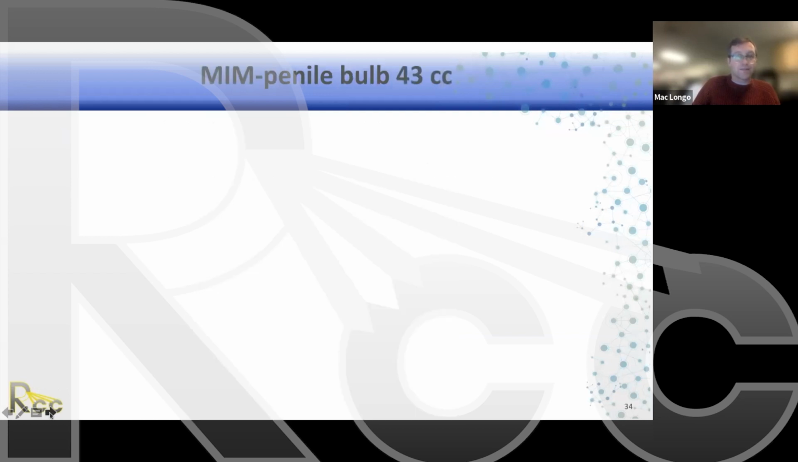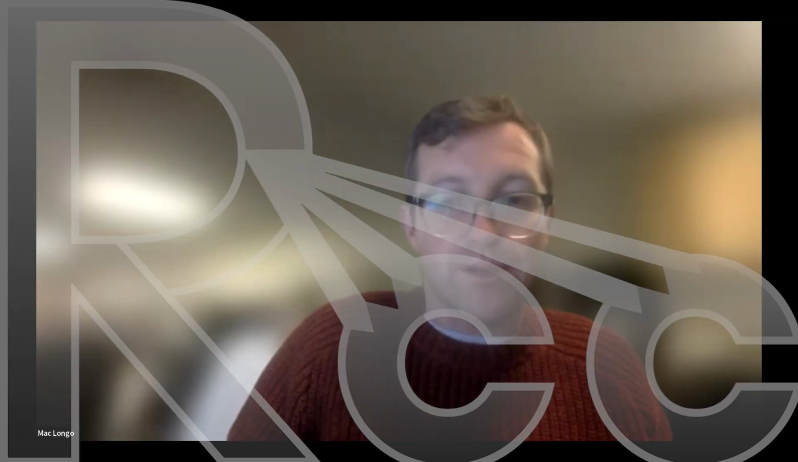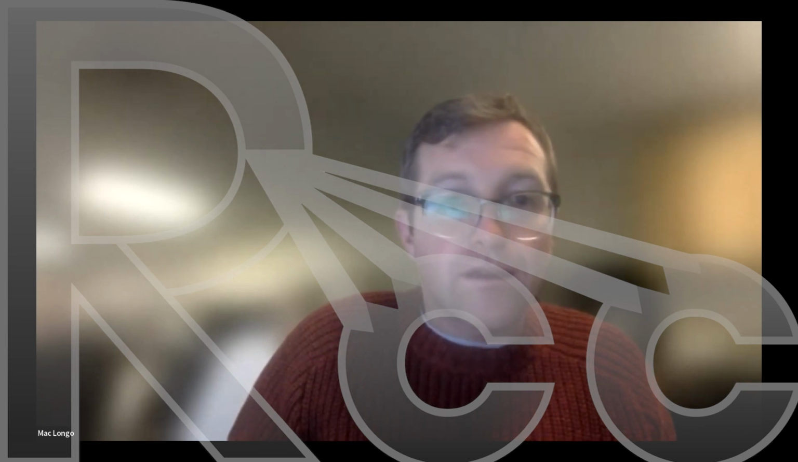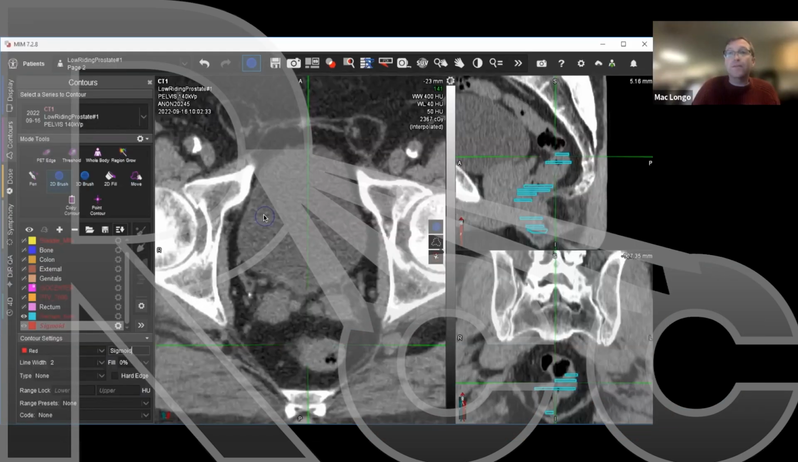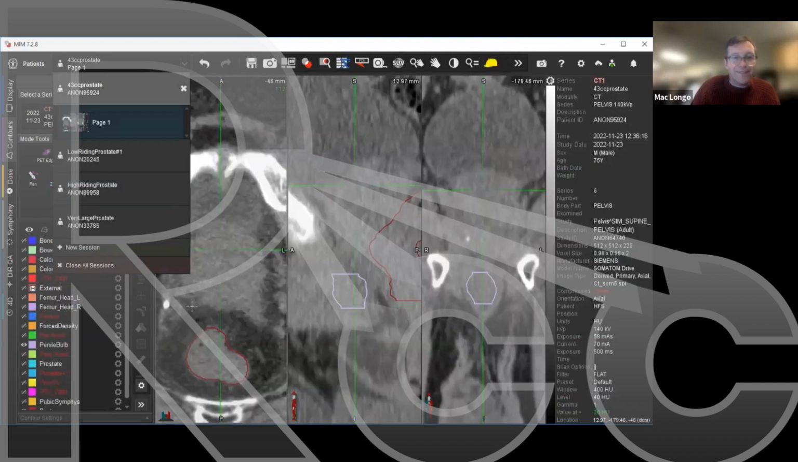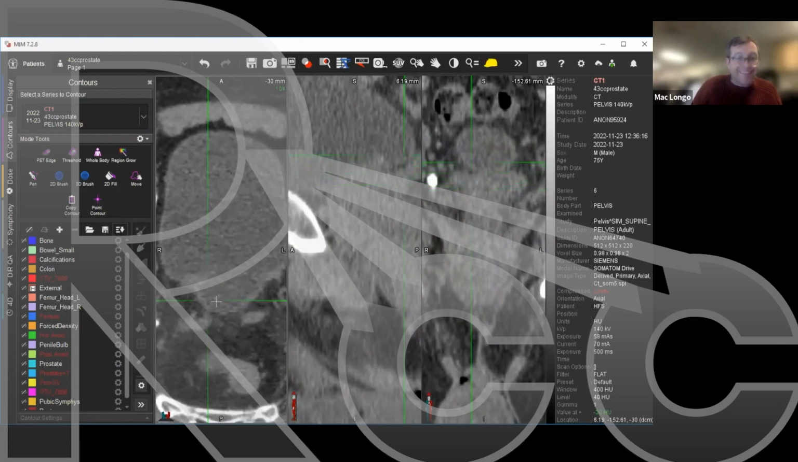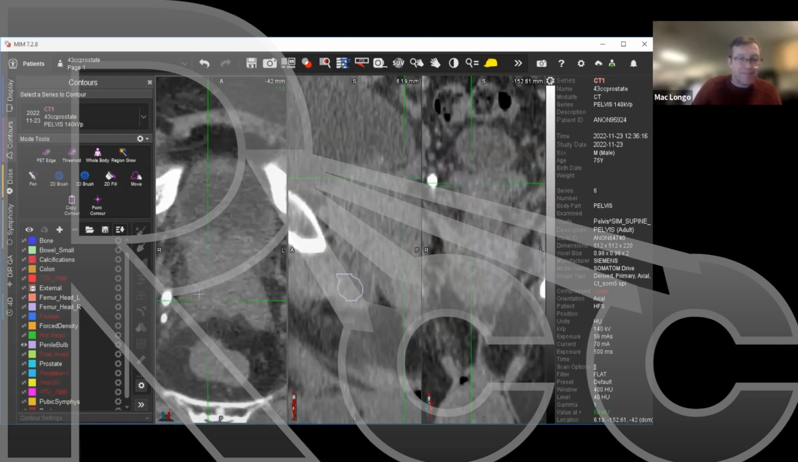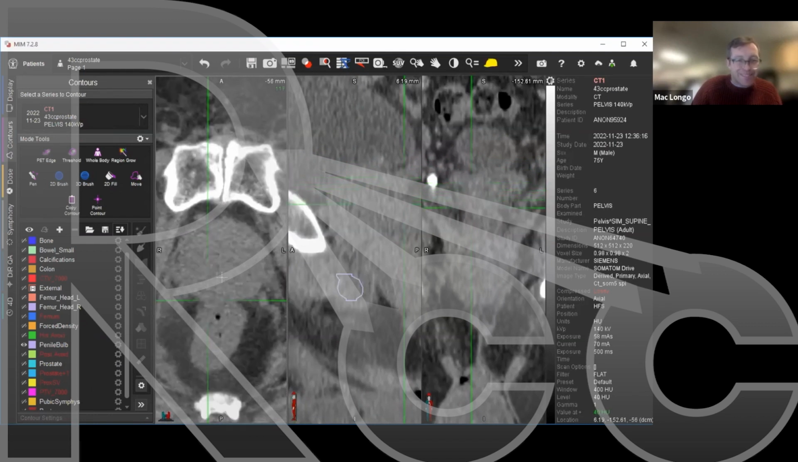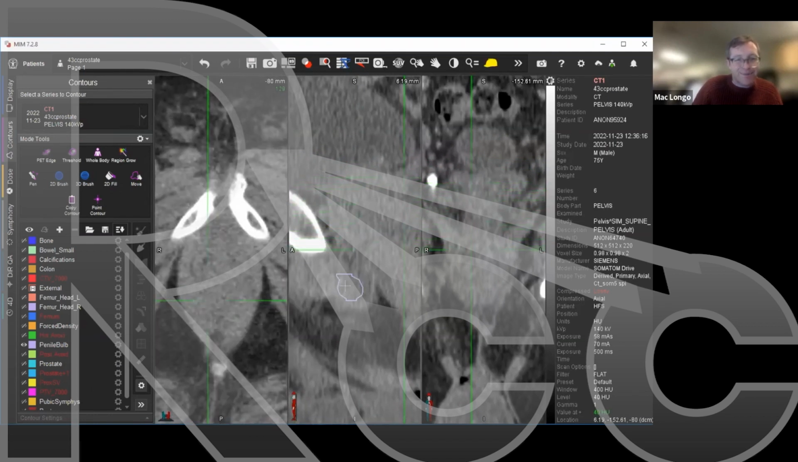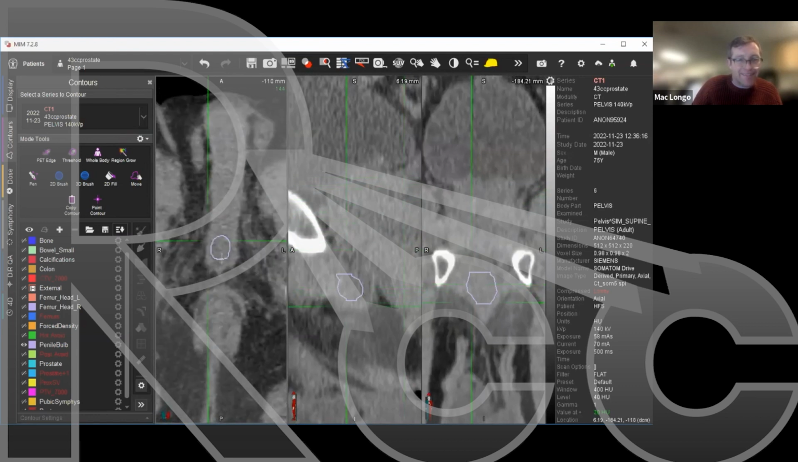I'm going to stop my share here and pull up MIM. I'm going to go to another patient here. Bear with me, everybody. An advantage of MRI is that the penile bulb tends to be quite hyperenhancing. What's been interesting as I prepared for this talk is that I recognized areas where maybe I did not contour quite as accurately as I would have wanted to. Again, this is the corpora cavernosa of the penis.